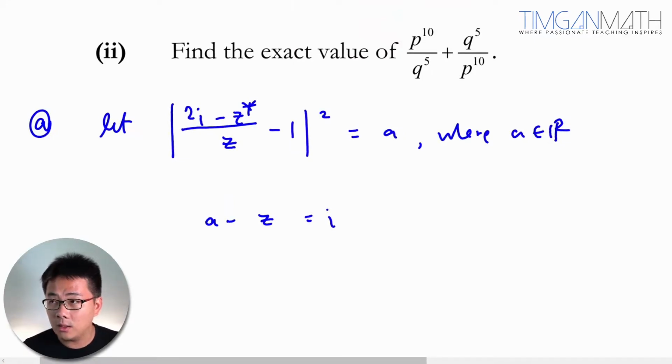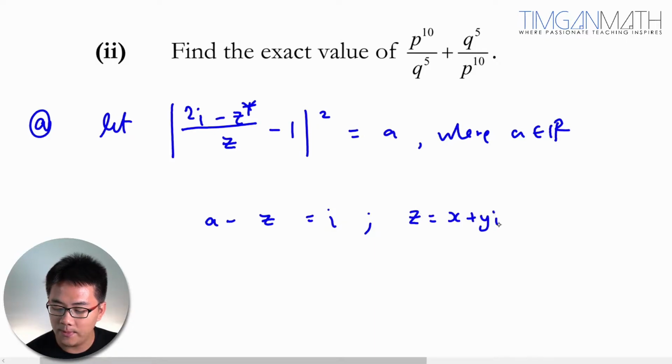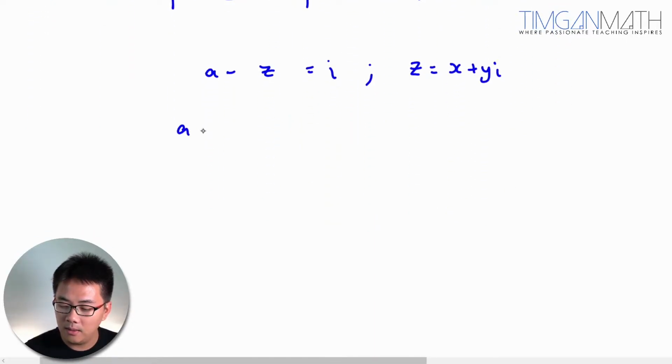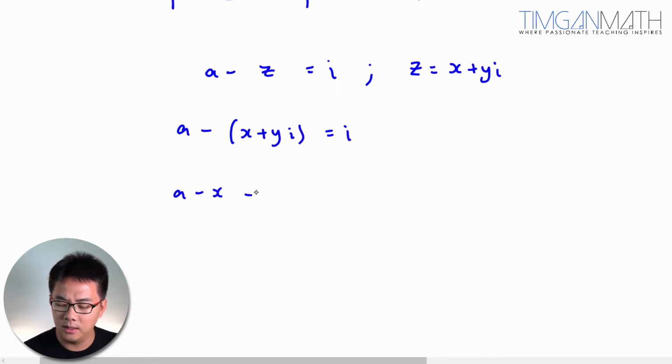Now you can't compare coefficients, you can't compare the imaginary and the real part now, because z contains imaginary parts. The only way to compare is when it's entirely broken down into the imaginary and the real part. So what I'm going to do is substitute z equals x plus yi. So here we're going to get a minus (x plus yi) equals i, and we're going to get a minus x minus yi equals i. There you go. This is pretty okay.